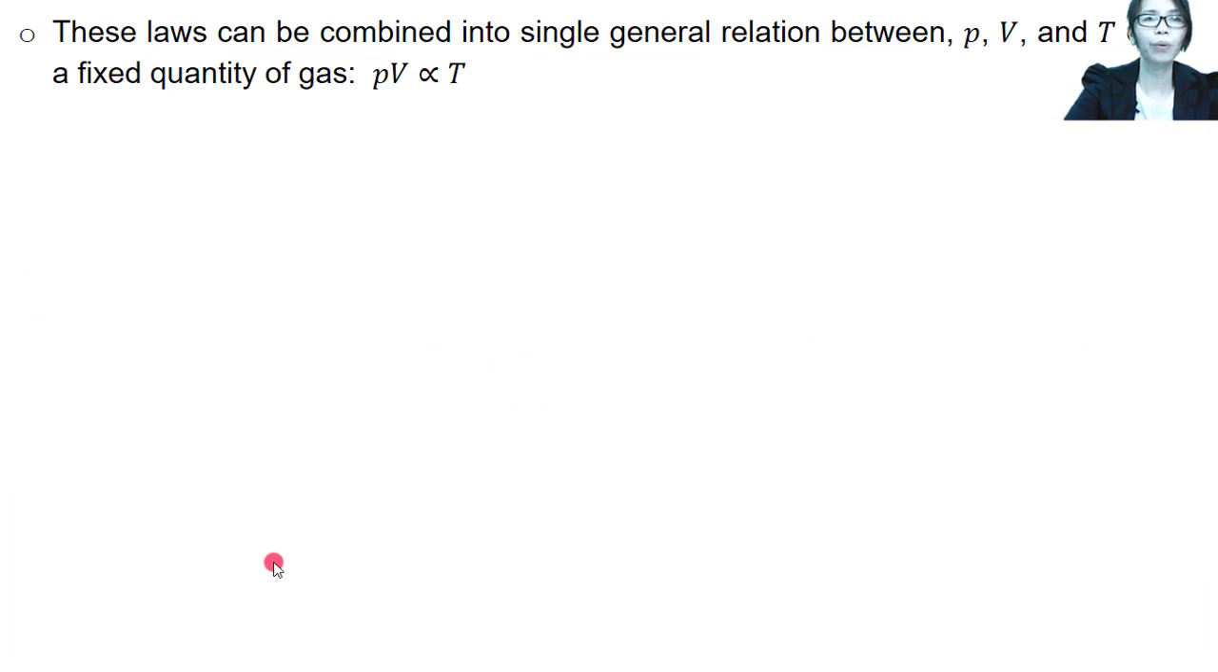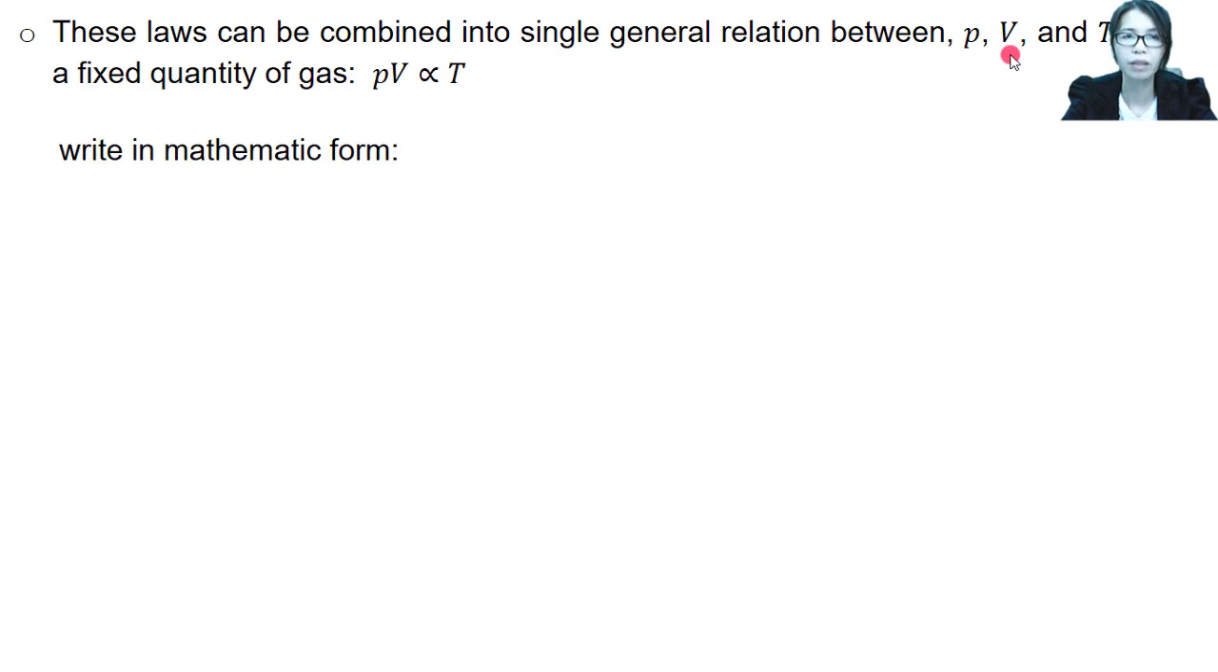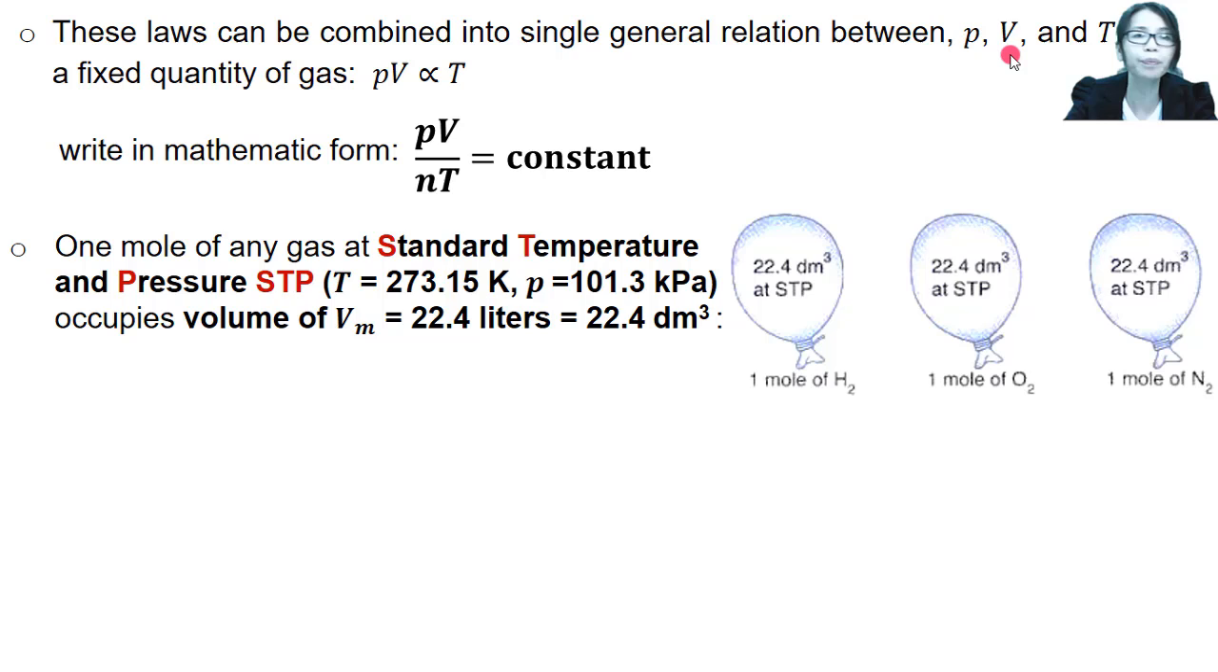Then we might combine the three gas laws into a single general relation that relates pressure, volume and temperature for a fixed quantity of gas. Written in mathematical form, we have PV over nT is always a constant value.